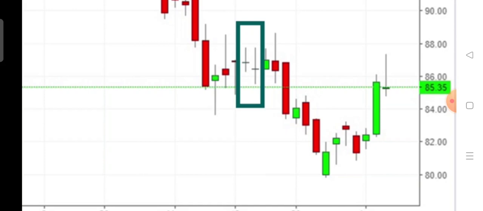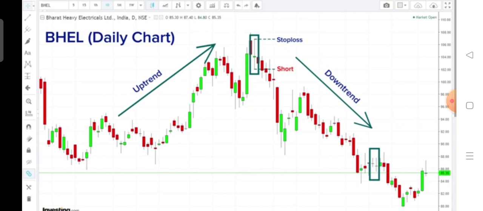So a doji doesn't necessarily mean that the price would be halting for quite a lot or that the price would be reversing. When we see a doji, we have to understand that the price would not necessarily reverse, or the consolidation may last for some amount of time. It may last for long or for a short amount of time, but that depends on a case to case basis.